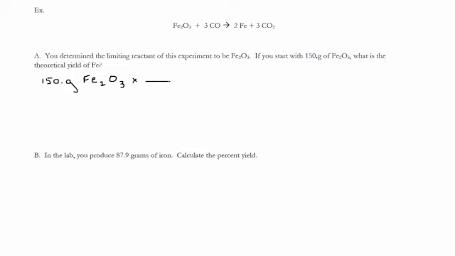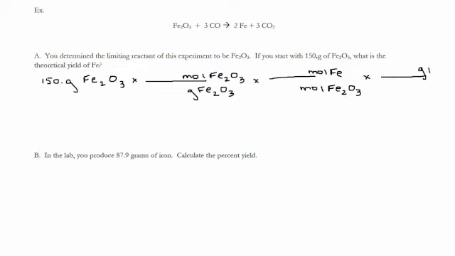So what I'm going to do is go from grams of iron(III) oxide and get into moles of iron(III) oxide so that I can then get into moles of iron. And then finally, I can get into grams of iron. Okay? So what I need to do is plug in the molar mass of iron(III) oxide. So for every 1 mole of iron(III) oxide, there's going to be 159.7 grams. Because remember, you take the molar mass of iron, multiply by 2, and add to that the molar mass of oxygen times 3.